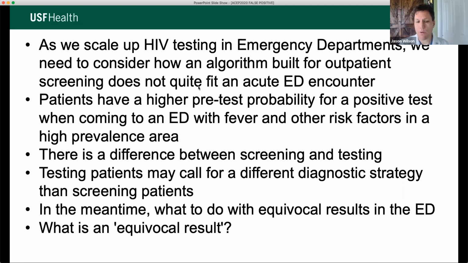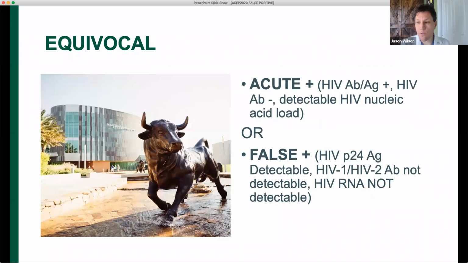So let's talk a little about what we mean by equivocal results and what that looks like, and what we think helps us differentiate those two patient groups, since most of us won't have an RNA result back during the emergency department encounter, at least right now, given the current CDC algorithm and the currently available technology. So again, with equivocal results, we're lumping together two different types of patients that are very different clinically. Laboratory similar, clinically very different.